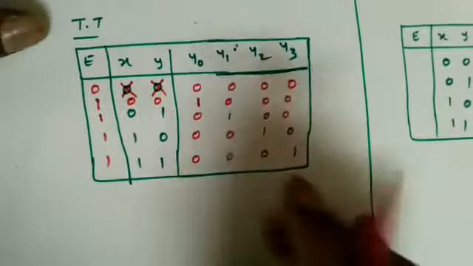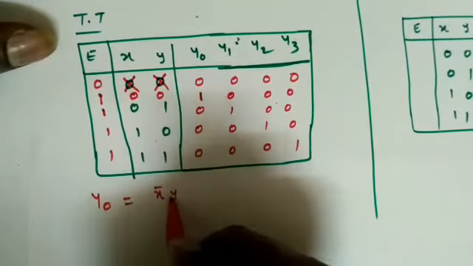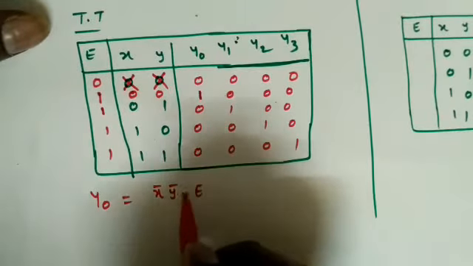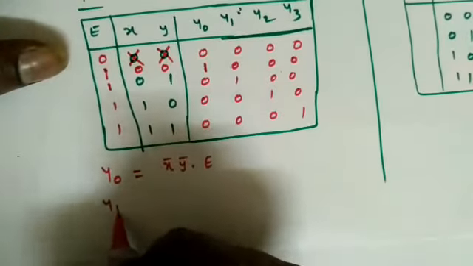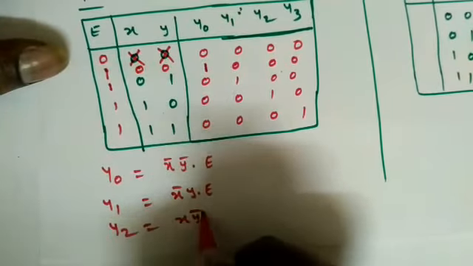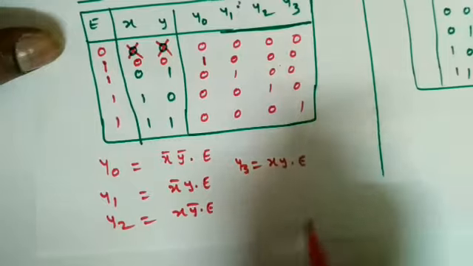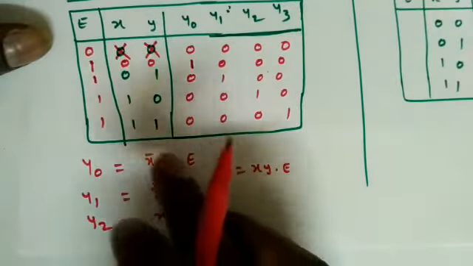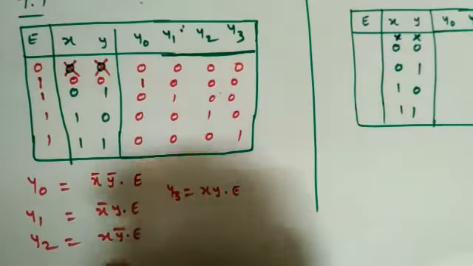Now if I write the logic expressions, y naught will become x bar y bar into e. Yes or no? Because whenever e is 1, only then will I get x bar into y bar. Similarly, what is y1? X bar y into e. What is y2? X y bar into e. What is y3? X y into e. Now if e is equal to 0, y naught will be simply 0. If e is equal to 1, only then will I get x bar into y bar. So this is the logic expression for this 2x4 decoder with enable input.